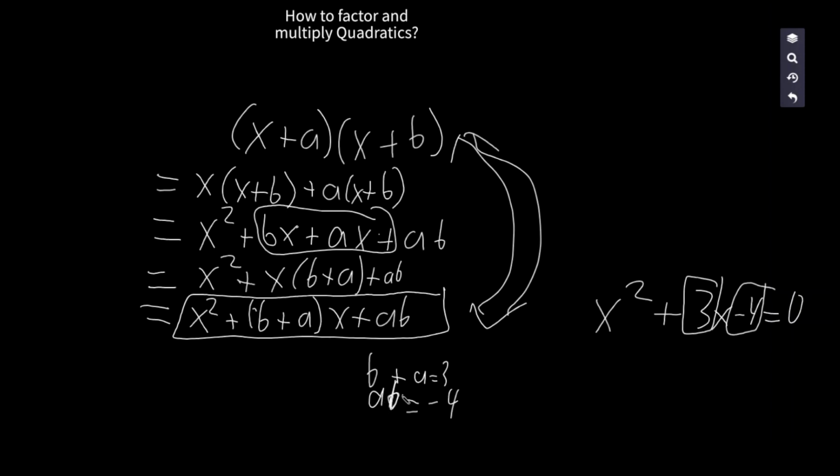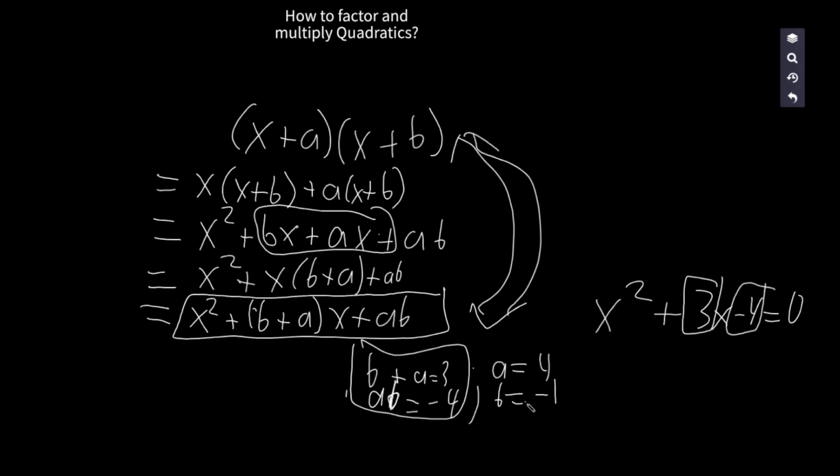So we need two numbers that multiply to minus 4 and add to 3. Well, you might just be able to do a bit of trial and error to find the solution. Let's see, two numbers that multiply to minus 4 could be 4 and minus 1. So if a is 4 and b is minus 1, that satisfies these two equations here, and you can check that on your own.